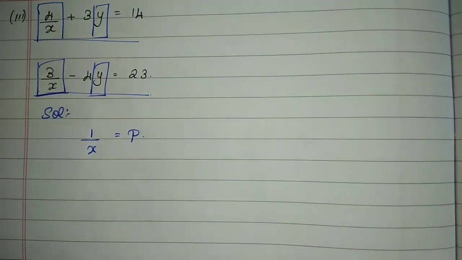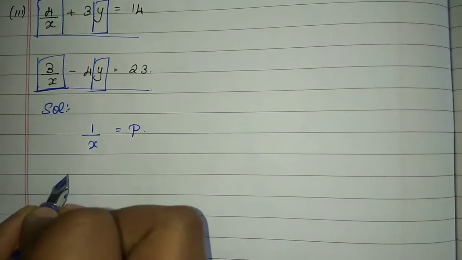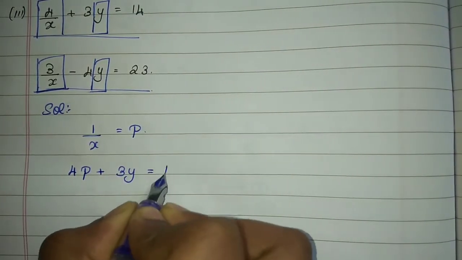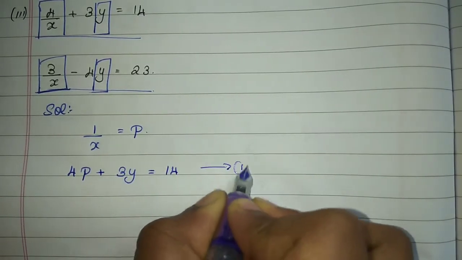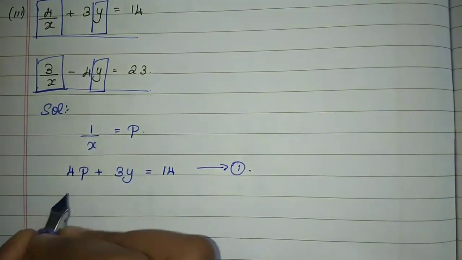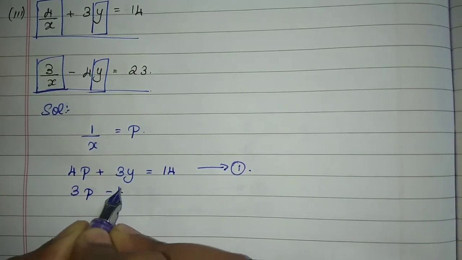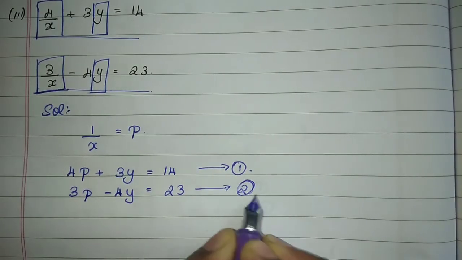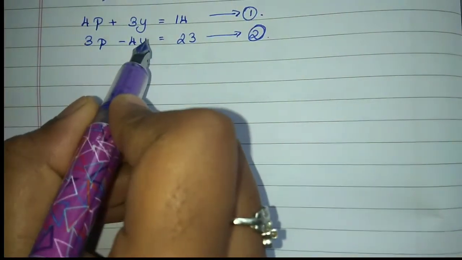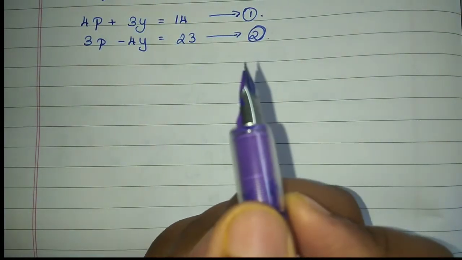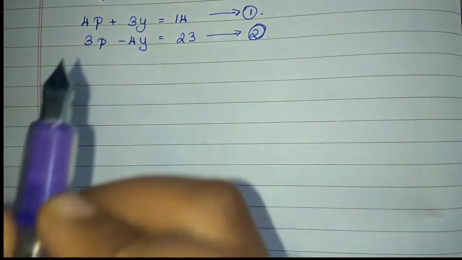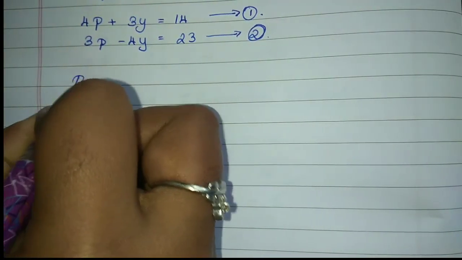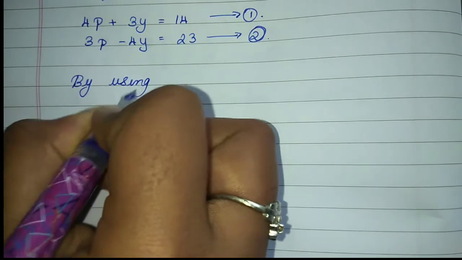So what will be my equation next? So 4 into 1 by x is p plus 3 into y as it is equal to 14. So let this be equation 1. So my second equation will become 3p minus 4y is equal to 23. So let this be equation 2. So now I can just directly use any one of the methods in order to find the solution. So now let me use cross multiplication method.